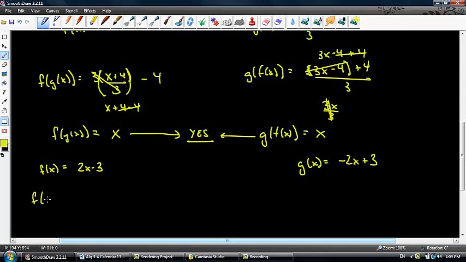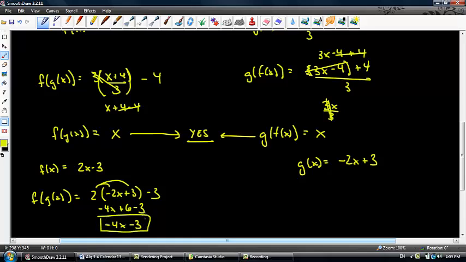So f of g of x, take g of x, plug it into f, so that would be 2 times negative 2x plus 3 minus 3. Let's go and distribute this in. I get negative 4x plus 6 minus 3. So this is negative 4x plus 3. Well, since it doesn't equal x, I can already say no, they're not. But let's go and just take a look at the other one, just to get practice at plugging things in.